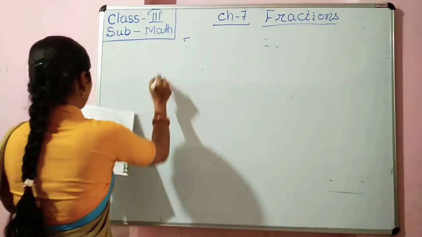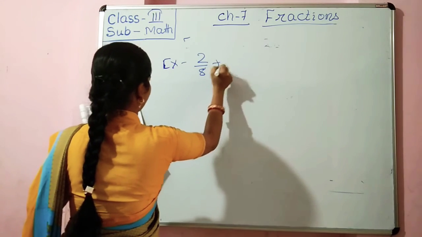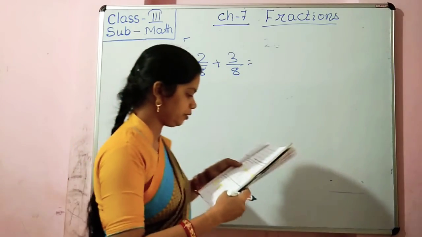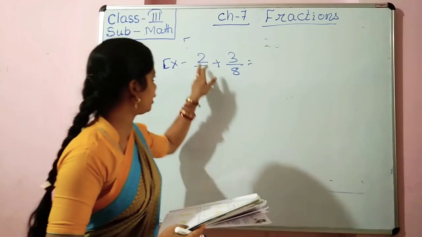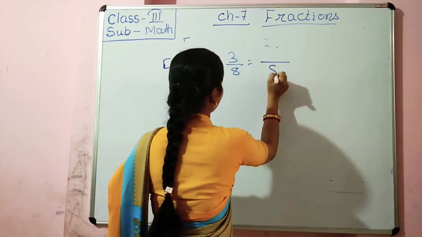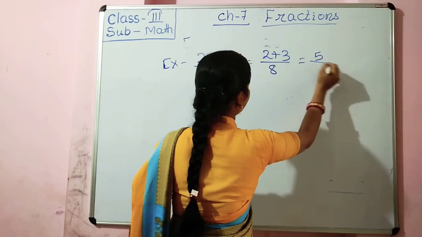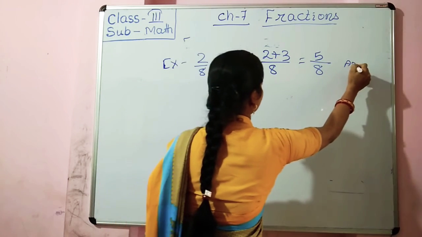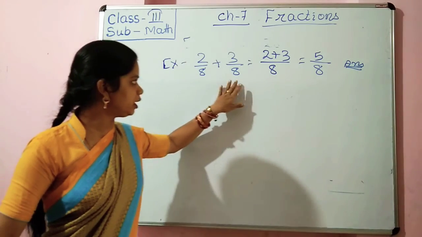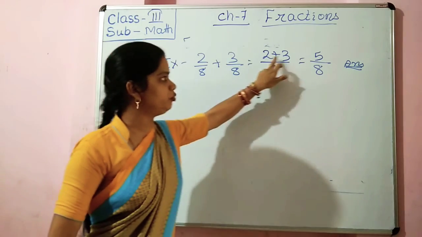Here, look, let's see an example. Suppose 2 by 8 plus 3 by 8. Here we take the denominator, which is the same. Only we add the numerators 2 and 3, which is 5 by 8, the answer here. Look, if the denominators are the same, we only add the numerators.